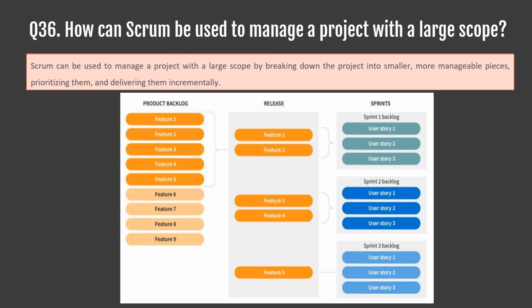This allowed the team to break down the large scope of the project into smaller, more manageable chunks that could be completed in a shorter amount of time. By delivering working software incrementally, the team was able to receive feedback from stakeholders early on, which helped inform the direction of the project and make necessary adjustments. This approach allowed the team to effectively manage the large scope of the project and ultimately deliver a successful product.